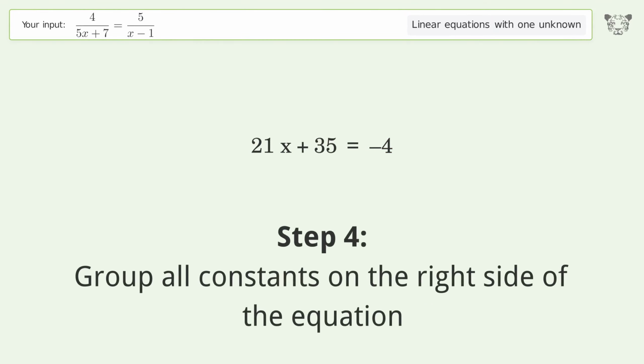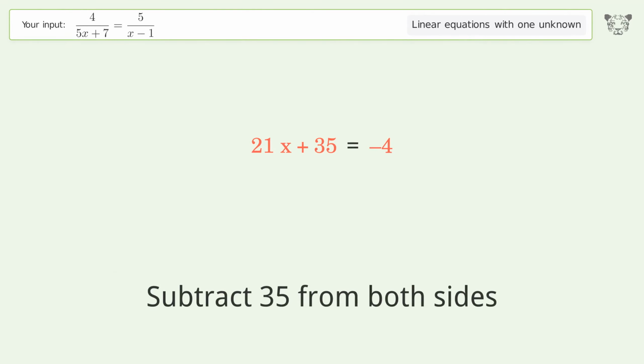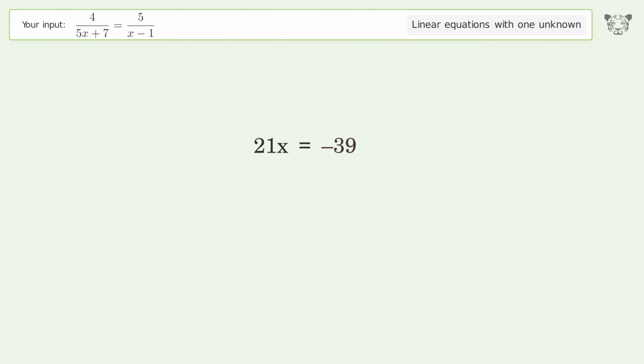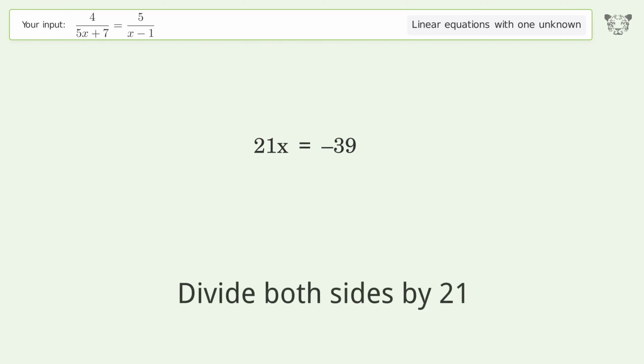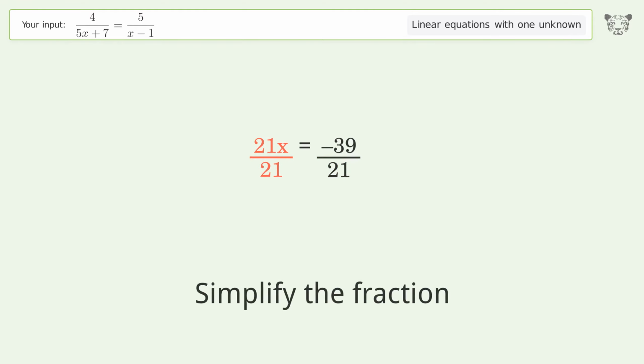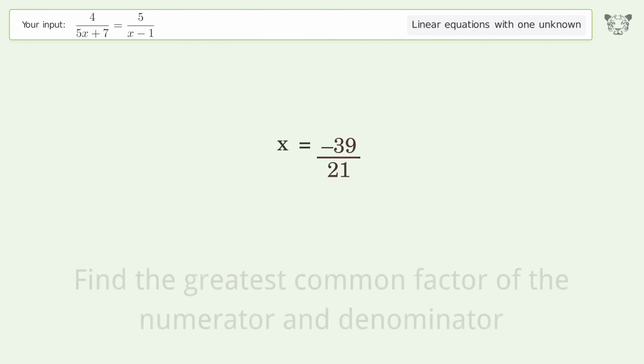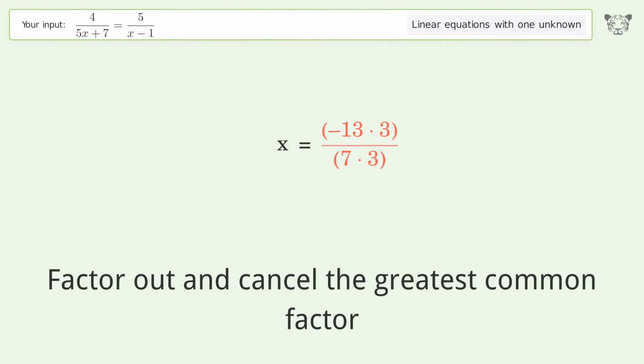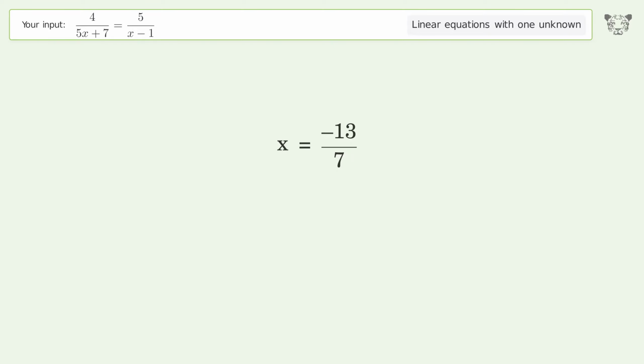Group all constants on the right side of the equation. Subtract 35 from both sides. Simplify the arithmetic. Isolate the f. Divide both sides by 21. Simplify the fraction. Find the greatest common factor of the numerator and denominator. Factor out and cancel the greatest common factor. And so the final result is x equals -13/7.